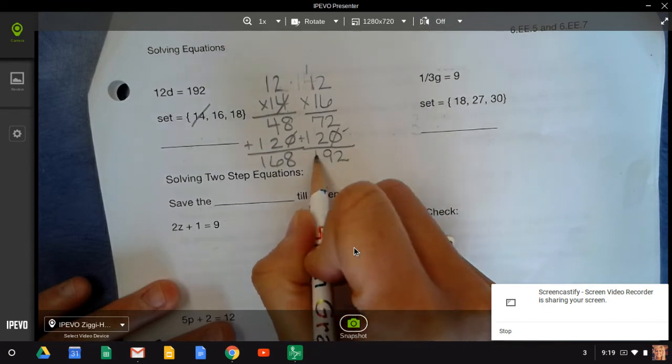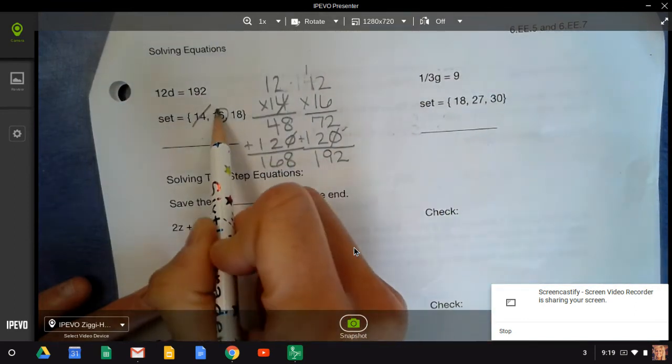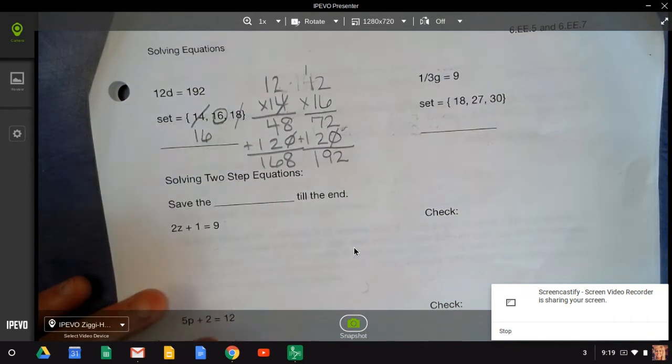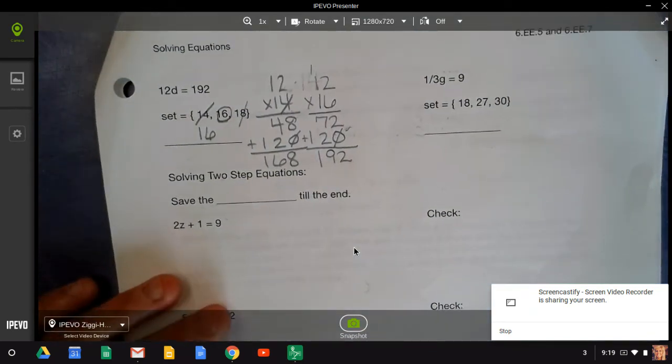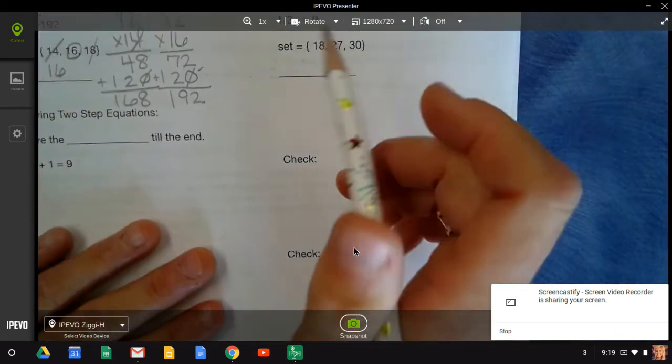And I get 192, which is what I want, so 16 is the magic number. We don't need to try 18. Only one number will work since this is equals. All right, this last one is a little bit different.